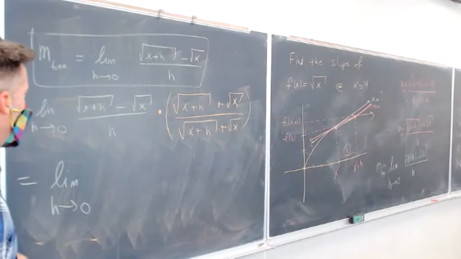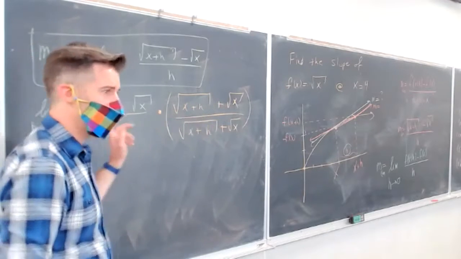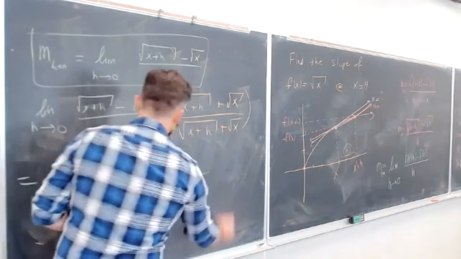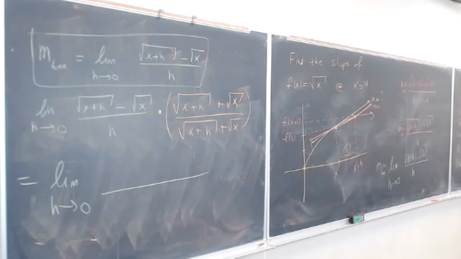So I'm going to multiply out the things that are conjugates. What do I get in the numerator? What's the square root of x plus h minus the square root of x, times the square root of x plus h plus the square root of x?